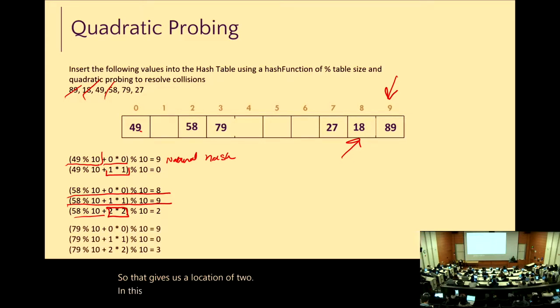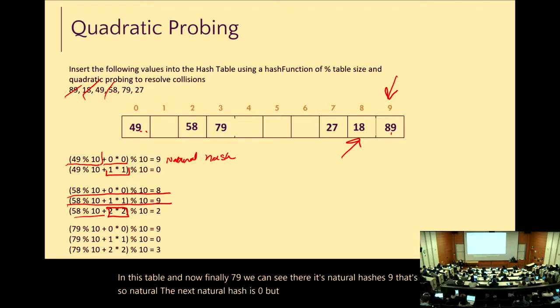And now finally, 79, we can see there, its natural hash is 9. That's busy. So the next natural hash is 0, but that's busy. So the next natural hash is then 3.